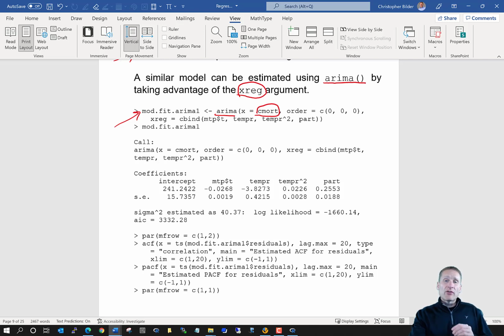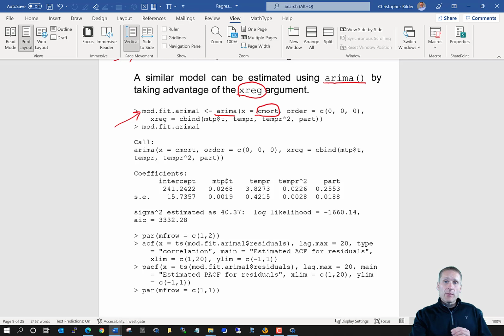Let's actually first estimate this same model, assuming independence, but now using the ARMA function so you get used to the syntax that's used here. Then we will estimate the model with the AR2 component. Sorry that I didn't say that's correct at first.